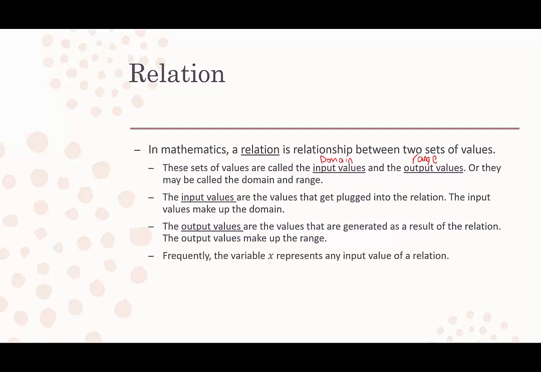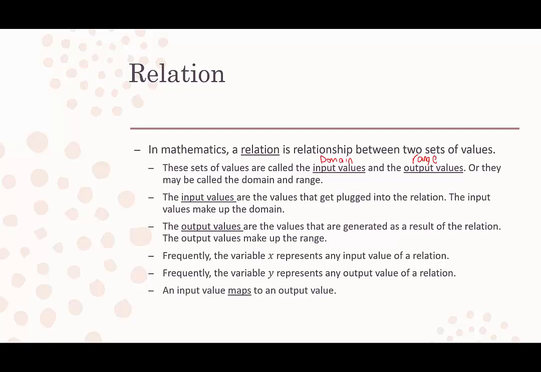Also, very frequently, the variable x represents any input values of the relation, and we use y to represent any output values. Again, that's just the most common, but it's not necessarily set in stone. There could be other variables, there could be no variables. Somebody could get fancy and switch them for some reason, but very commonly x refers to the input or the domain values, y refers to the output or the range values. And we say an input value maps to an output value. So when we're talking about the relationship, one word we might use to describe it is mapping to.